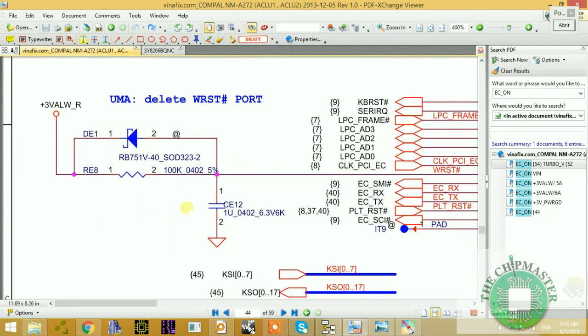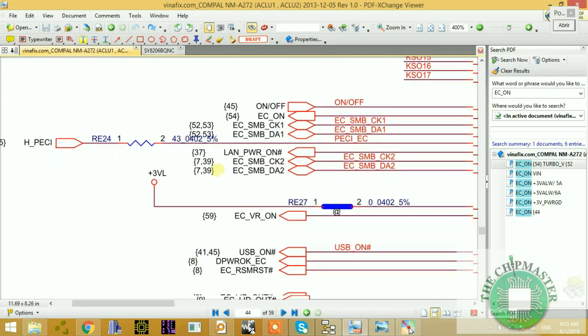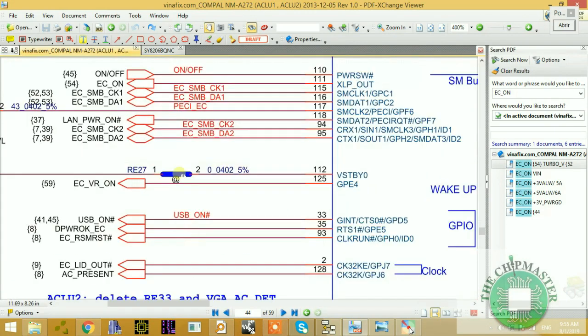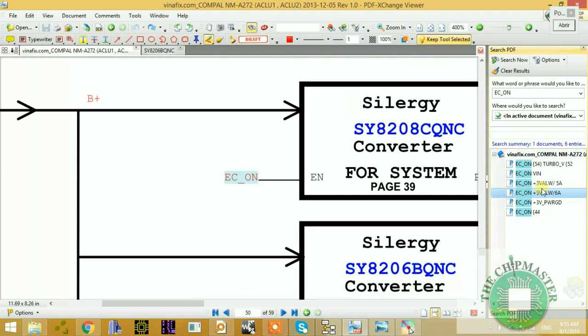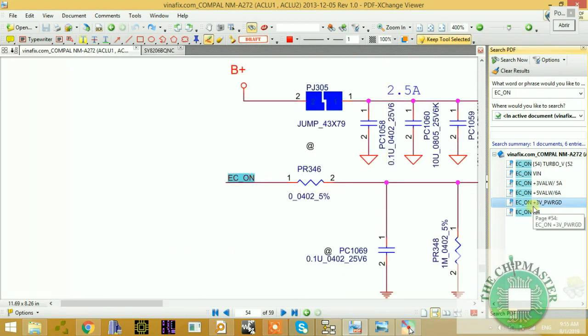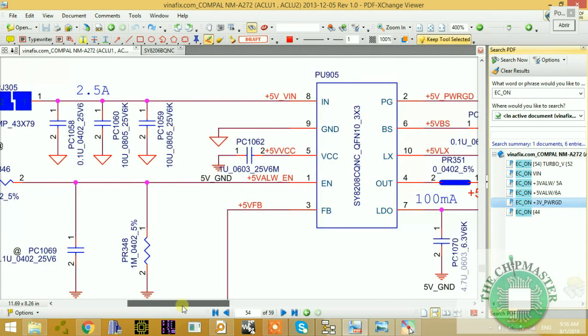So EC on is releasing from this IO controller. EC on is coming from this IO controller, and this is generally 3.3 volts coming out of the IO controller, right? 3.3 volts, and it is going to power the 3 volt regulator, as you can see here, and it is going to turn on, right? 5 volt always enable.